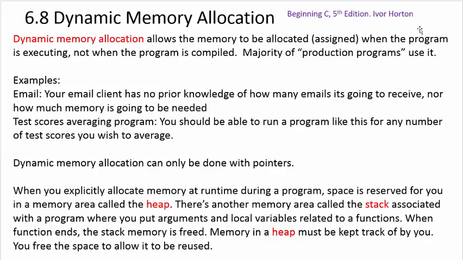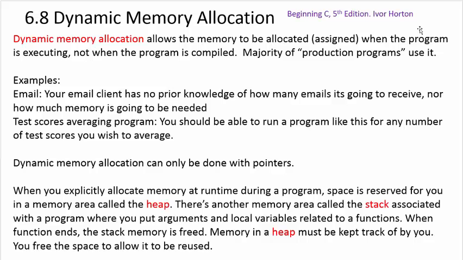An example might be, dynamic memory allocation is used in all production programs. That means professional programs are using it. They are not reserving giant spaces of memory and then only using little pieces of it. They are reserving spaces of memory to accommodate what their needs are. So professional programs use it.